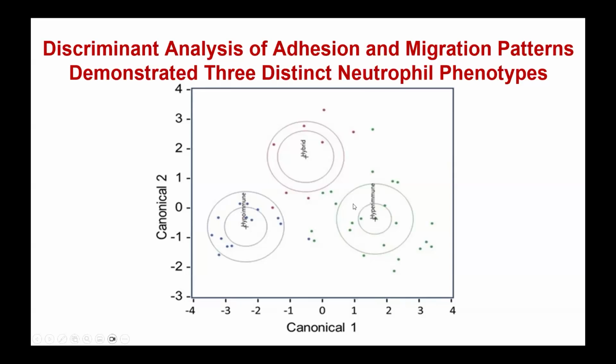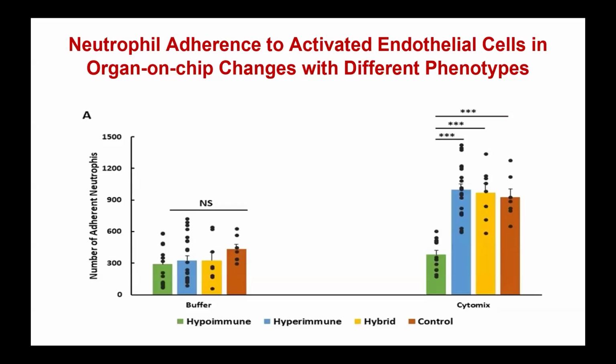hybrid, and hyperimmune. And so if you look at how these patients segregate, if you look at the number of adhered neutrophils, you see that when we treat the neutrophils from these patients with buffer, there is no difference. They're all the same. However, when we activate them with cytomix, you see that the group that we call hypoimmune has very low levels of adhesion, while the other groups, including the control, have relatively higher levels of adhesion when they are activated.